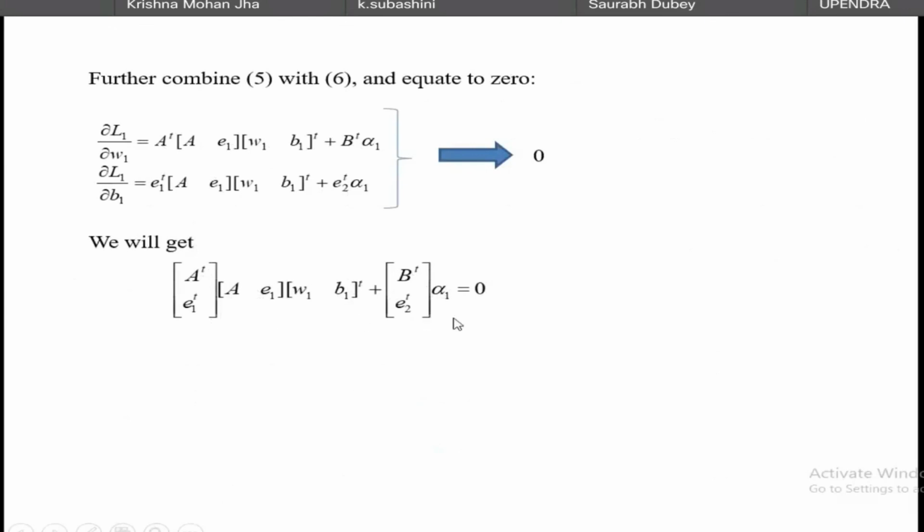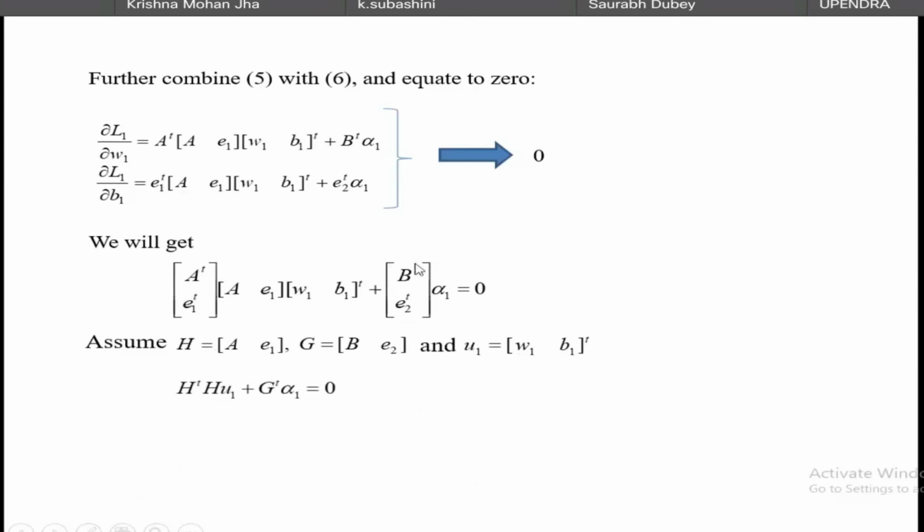So when you have these things, you can write in the shorter form, or you can say in the simple form, by assuming this H is equal to this particular term, G is equal to V2, and U1 is equal to this. So we assume that these are the variables. The definition is given here, and we can write this thing in this particular manner. So you will get this is your H transpose, this is your H, this is your U1, this is your G transpose, and this is your alpha 1.